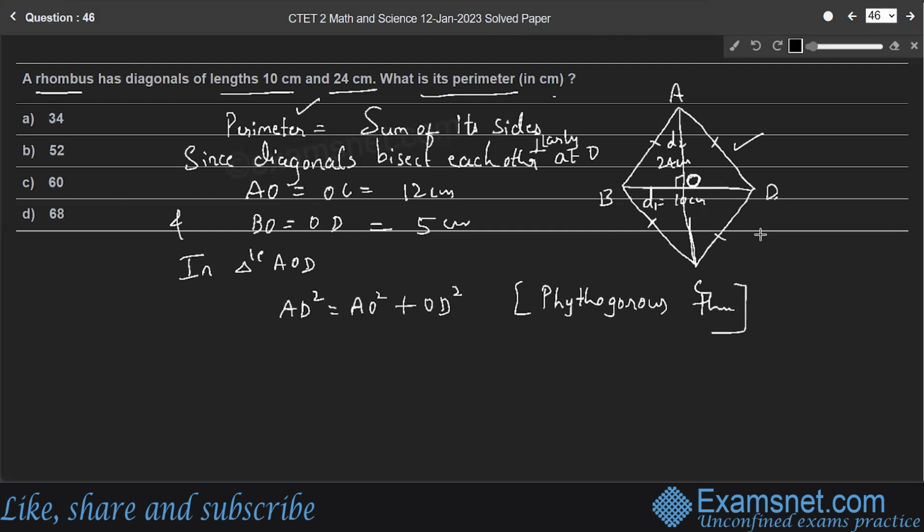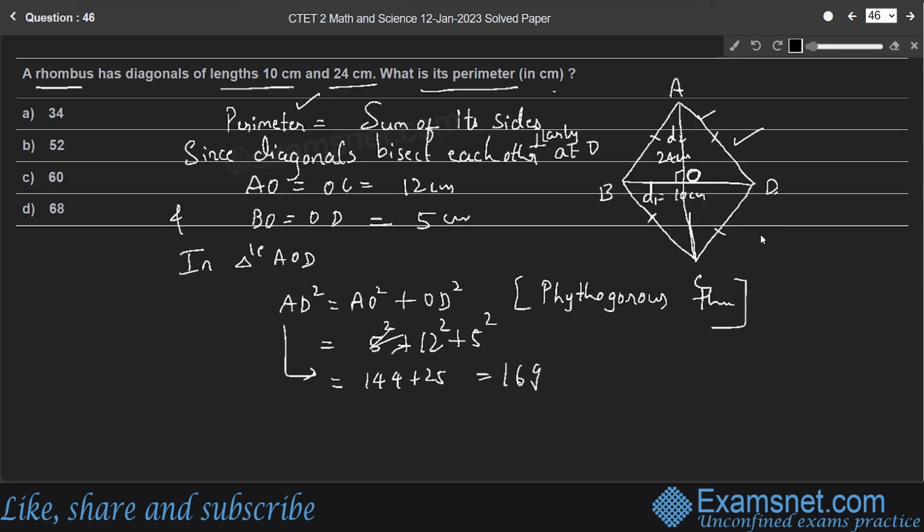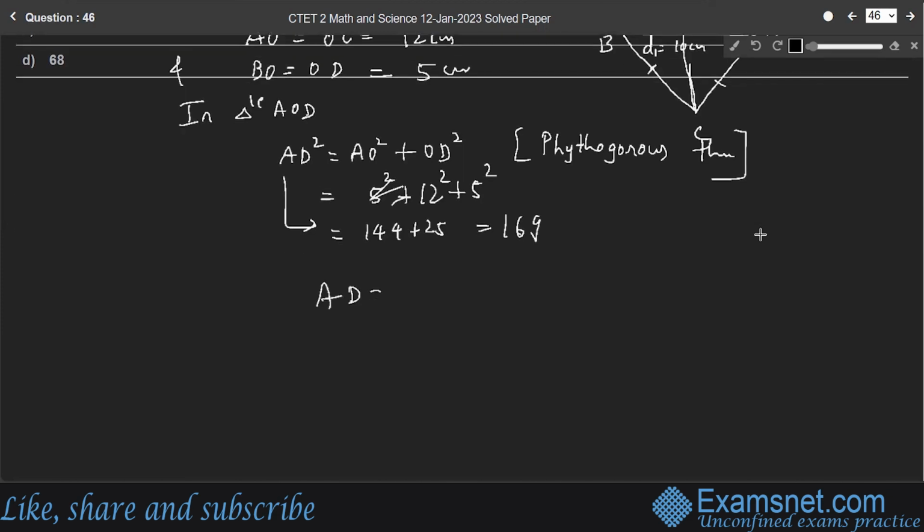Right? So AD square means square of one of its sides, right? So AO is 5 centimeter, 5 square plus AO is 12 centimeter, 12 square plus OD is 5 centimeter, it's a square. So 144 plus 5 square is 25. You will get 169 as AD square. Therefore, we need AD. AD is root of 169, which is 13 centimeter, right?